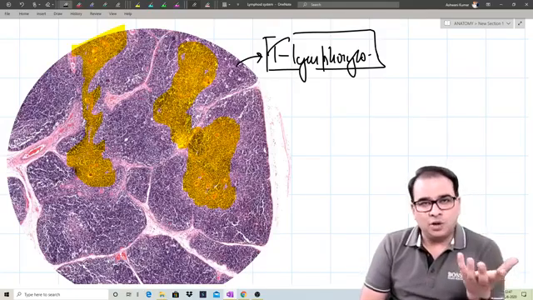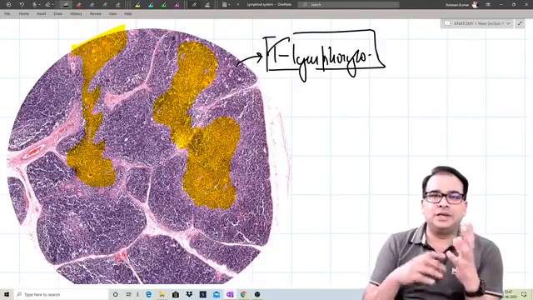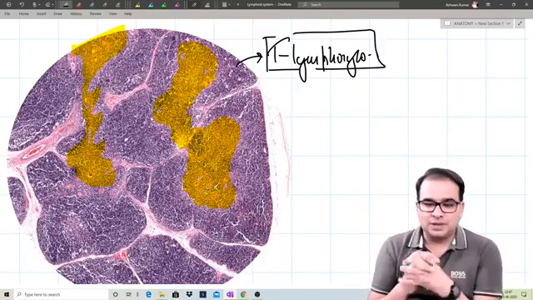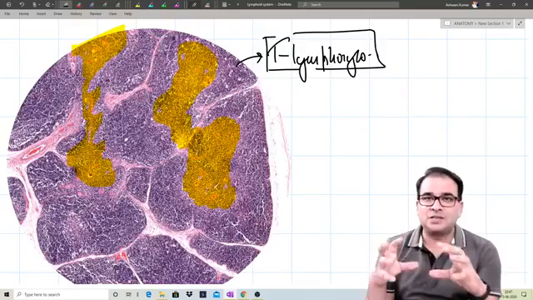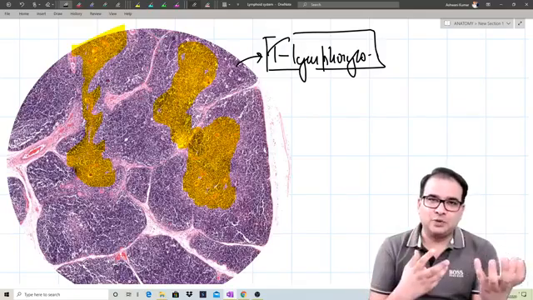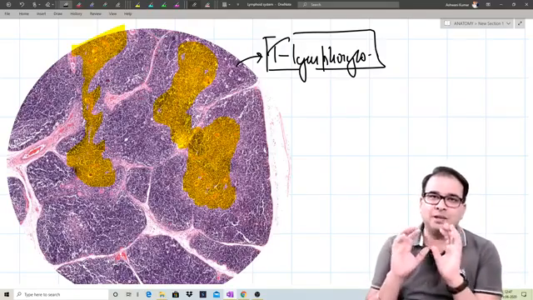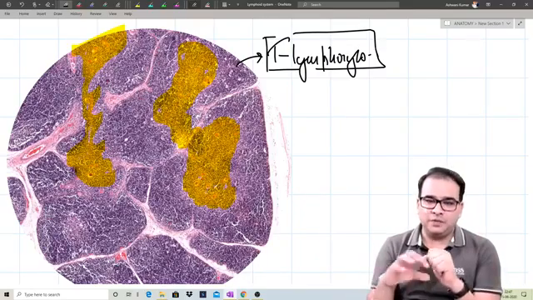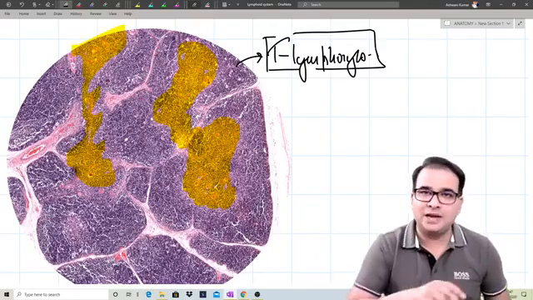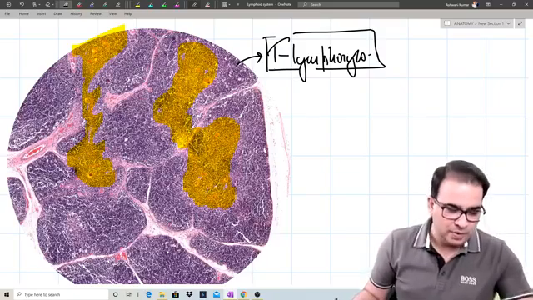There is no lymphatic nodule. The one differentiating feature you'll see here is that there is no lymphatic nodule. We do have clusters of lymphocytes present, but they are arranged and packed into the cortical region. But as such, we don't have any lymphatic nodule like in the case of the spleen and the lymph node.